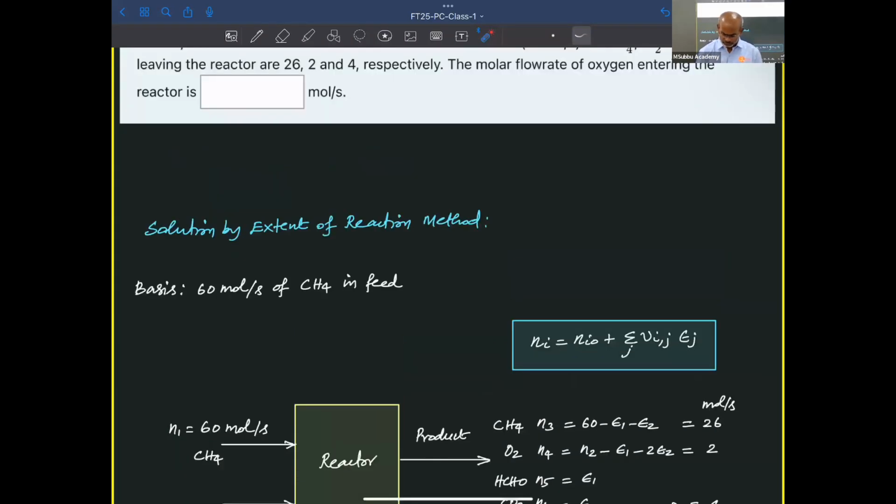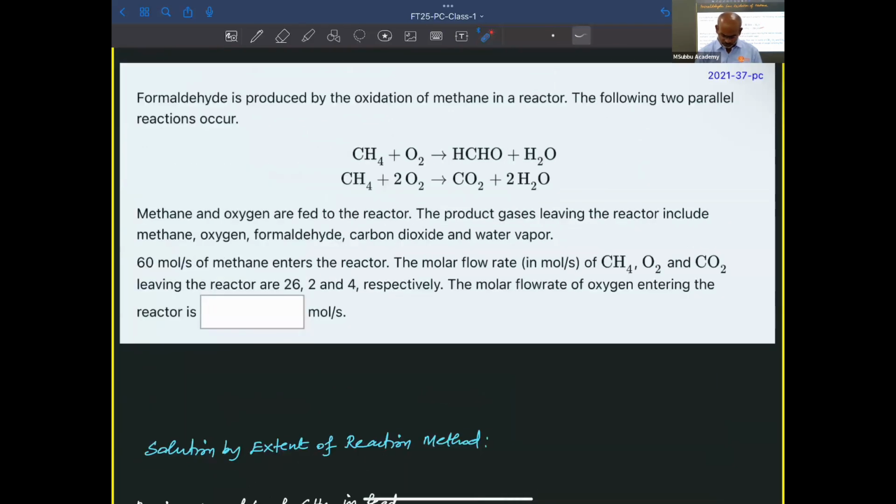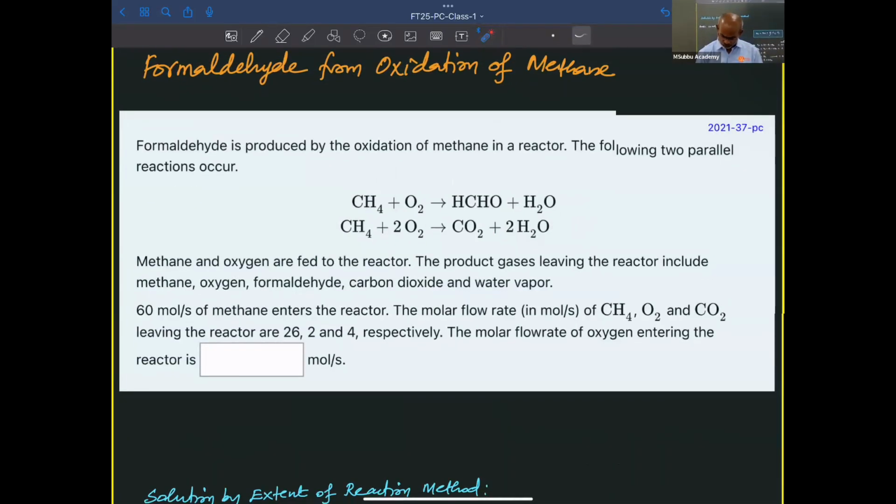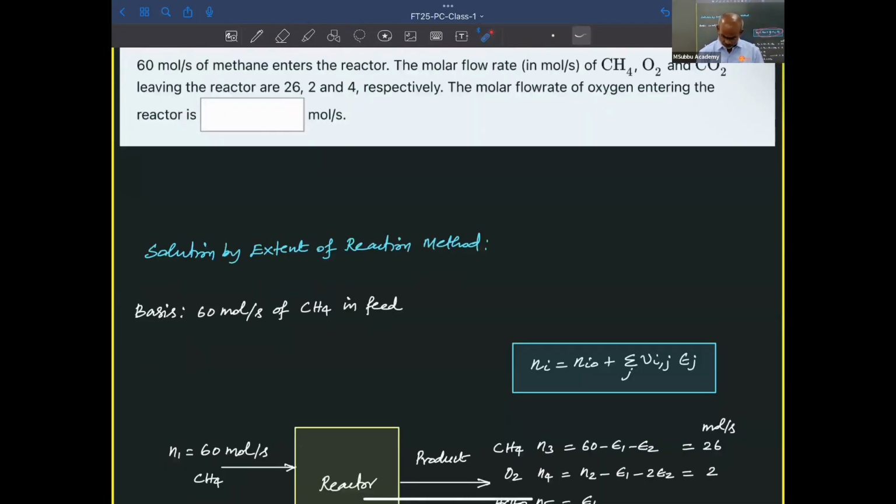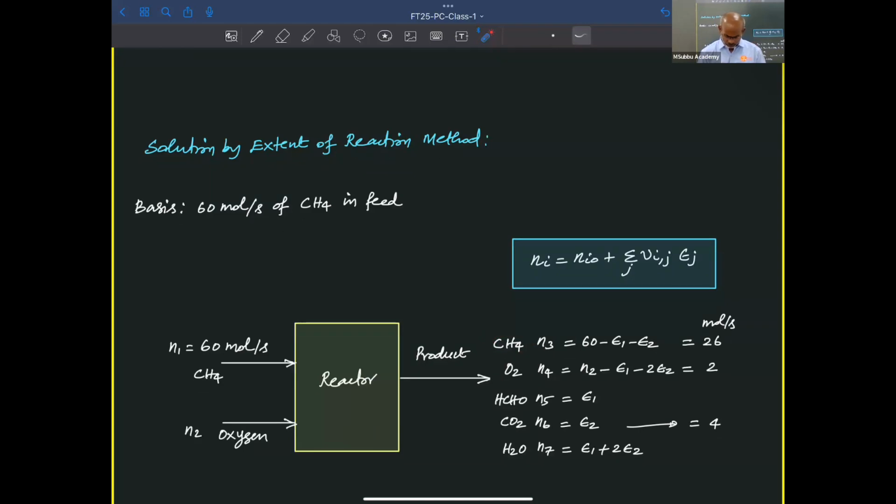There are two reactions here, so the extent of the first reaction and the extent of the second reaction. We'll help you understand this for a component, say methane. For convenience, you write everything in terms of moles. N1 and so on are the moles of the corresponding components.